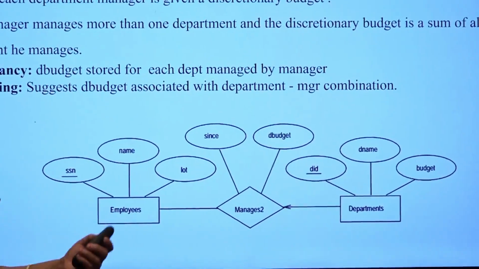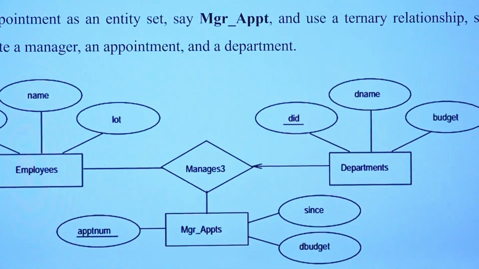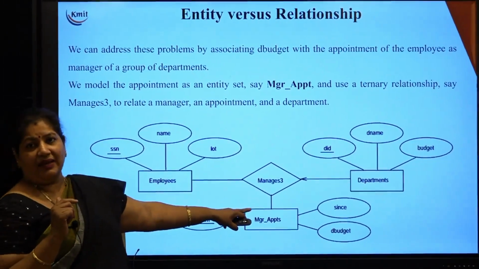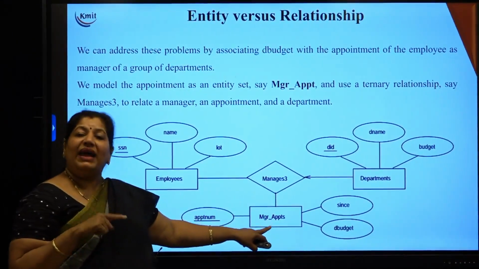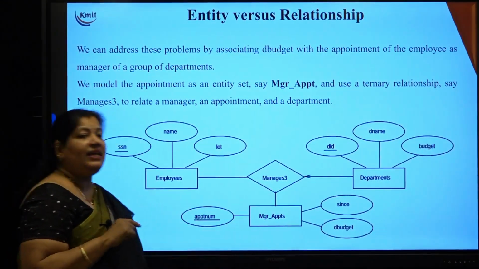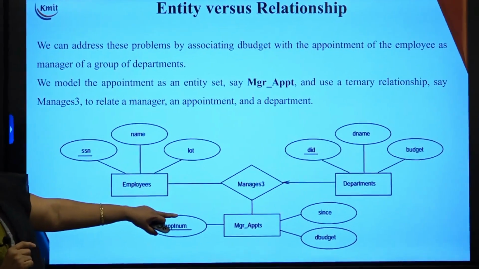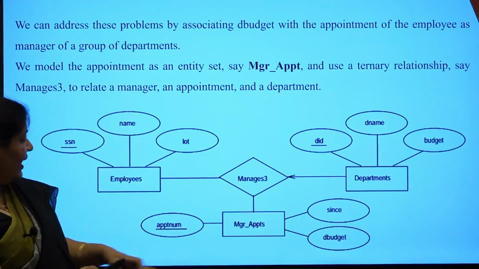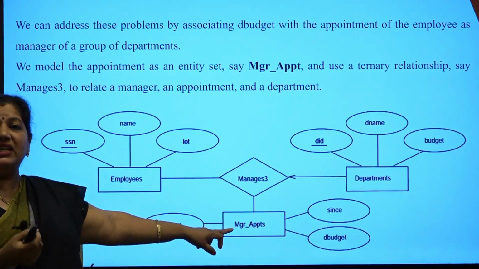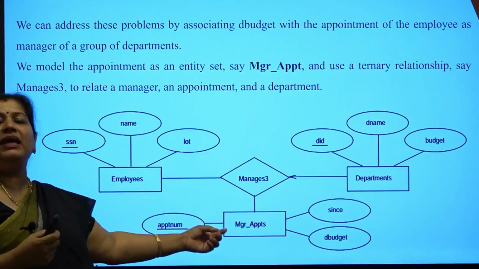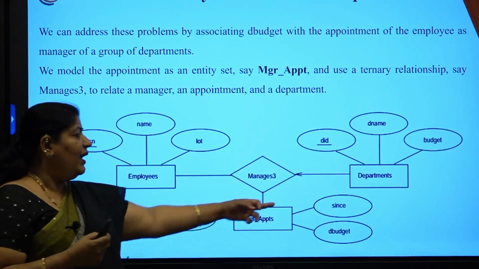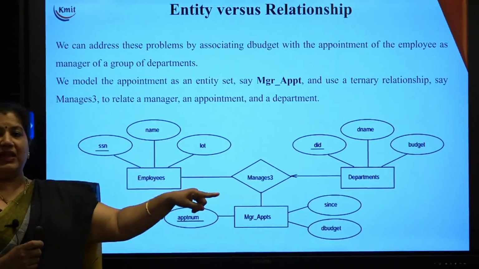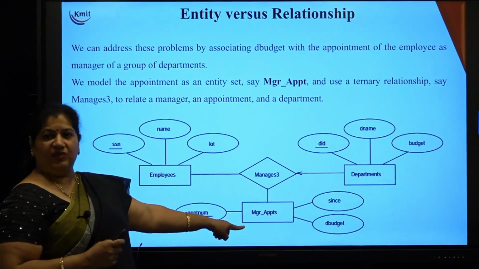Now, what is the solution in this particular situation? We are going to introduce a ternary relationship. This problem can be solved by introducing a new entity called manager appointment, and showing a ternary relationship where each appointment as manager of a department can be represented in this particular table, and since when he is managing and what budget is allocated for that department can go into it.